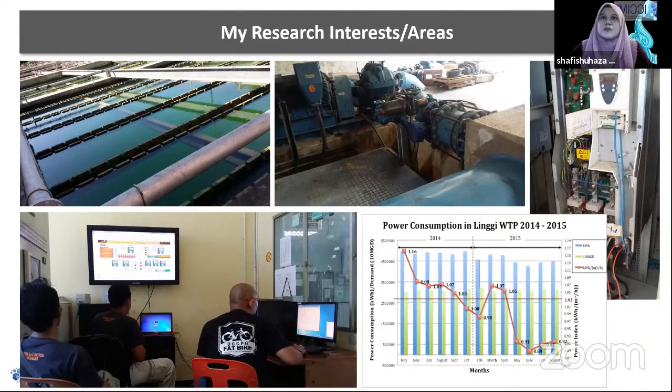So using an automation system like this, you can actually regulate the speed of the motor. So it won't run full speed at 50 hertz. You can run it at lower speed when the level of the tanks is high. Because of this, throughout the years, they have successfully reduced the power consumption, as you can see here. So this is translated into hundreds of thousands of ringgit Malaysia every month. Okay, so this is one of the projects.